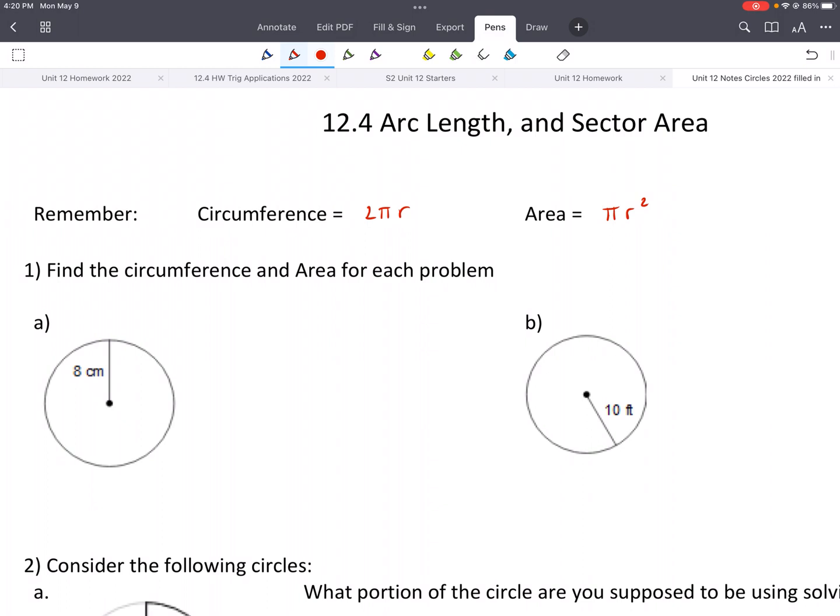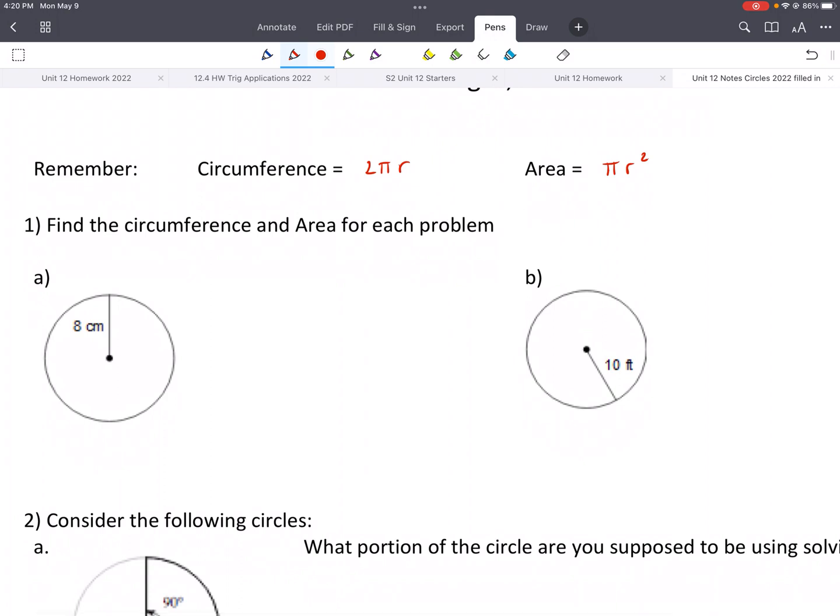Okay, so just a reminder, the circumference of a circle is 2 pi r, and the area is pi r squared. You've probably done this before. Just a quick reminder on how to do that. Let's do a problem of that.